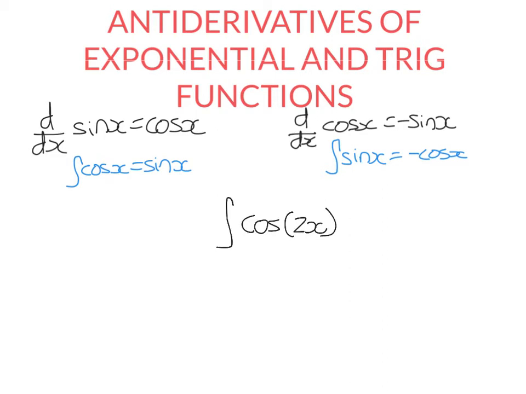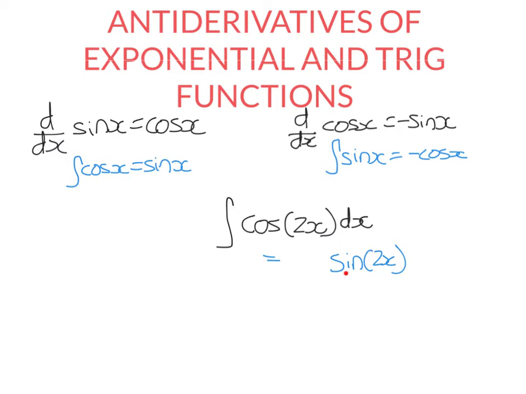So how would we do something like this? The integral of cos 2x dx. Remember that dx just tells us we're integrating with respect to x. So we know that this would have something to do with sines, right? So it would be sine of 2x to start with, because when we integrate cos, we get sine.